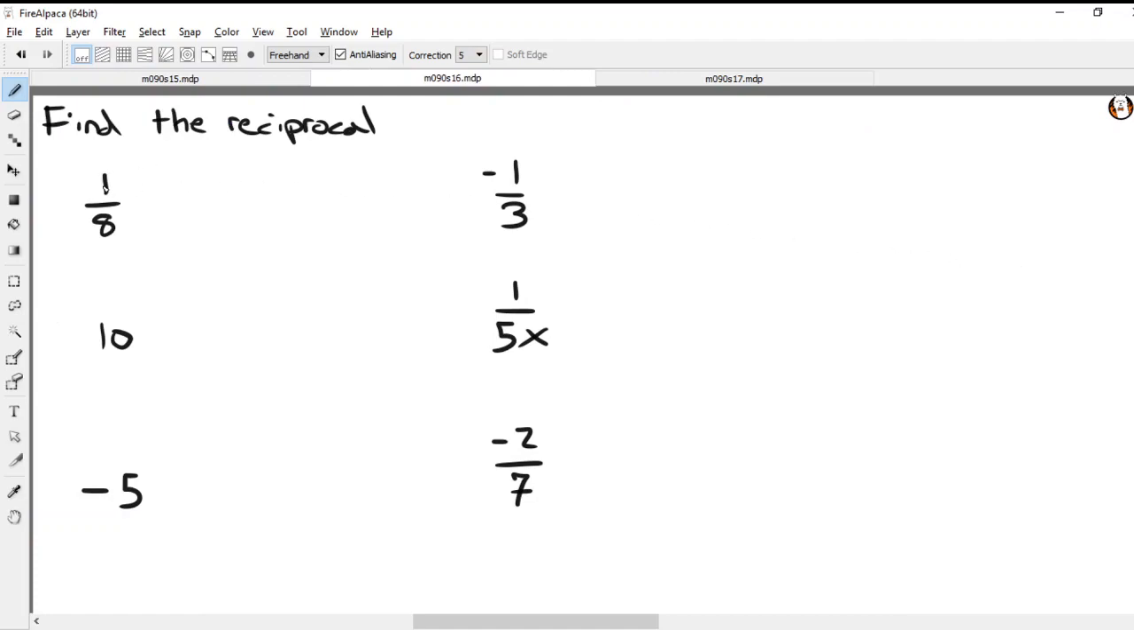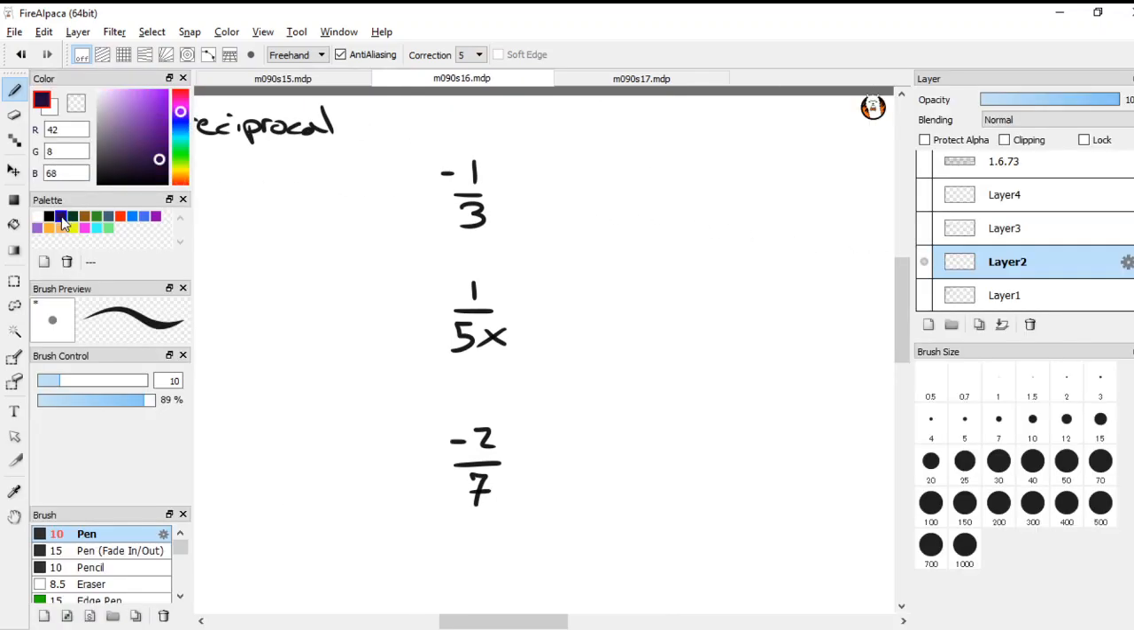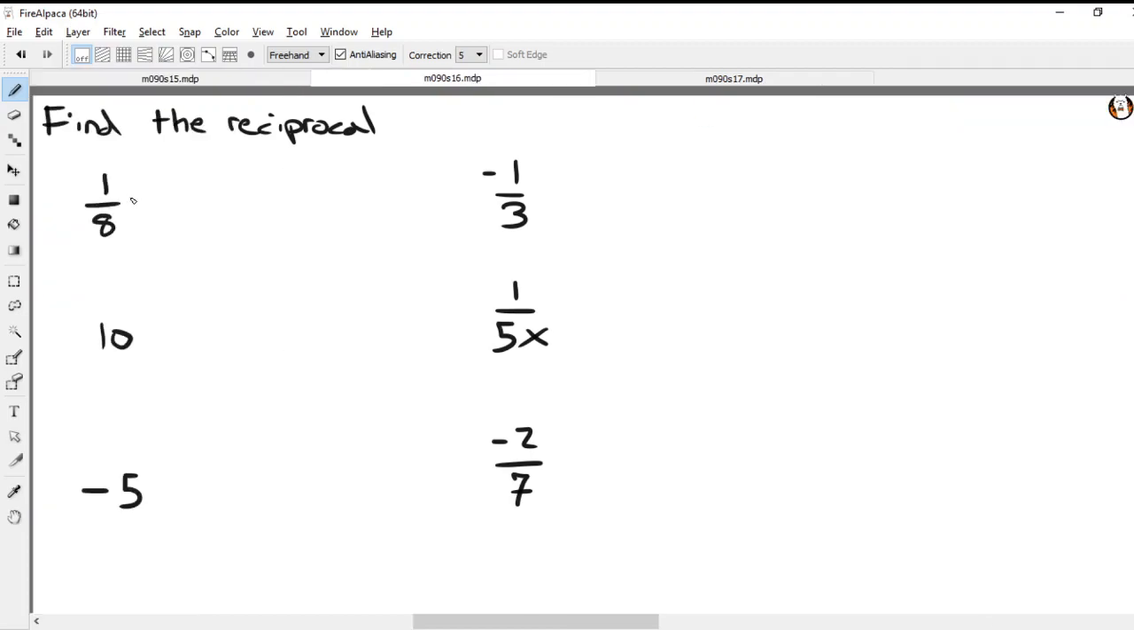This is all about finding reciprocals. I feel like changing color. And I'm not going to write equals because it's not equal. Use a little arrow. The reciprocal of 1/8 is, flip the fraction, 8 over 1, or just plain 8. The reciprocal of 10 is 1/10.